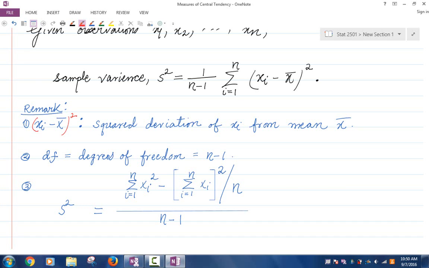Now, why do I care about the second formula for the variance? Because when you try to compute variance, the second one is easier to use, because it is basically in terms of the observations. I'll show you next time how to calculate sample variance from a table of observations, okay?